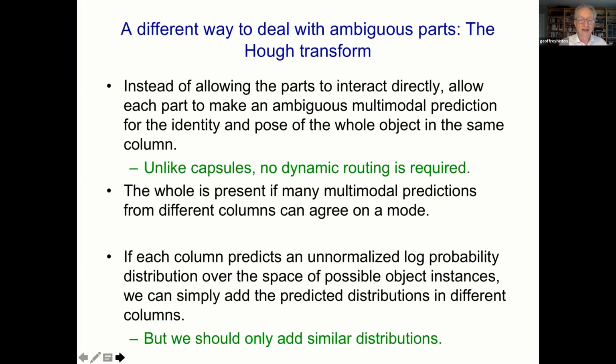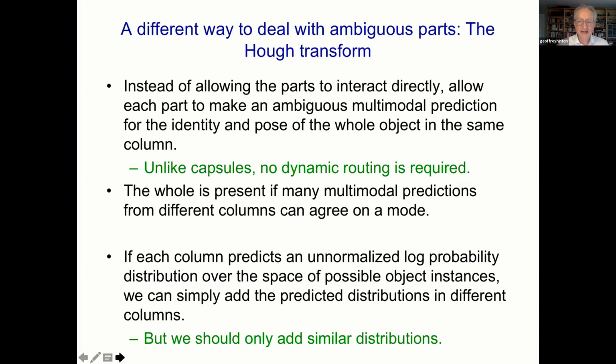So something much simpler, if we could get it to work, would be to use a Hough transform and to say, don't let the parts interact directly. Make each part predict the whole. But since the part's ambiguous, it's going to have to make an ambiguous multimodal prediction for the whole. So that's going to be complicated. And the question is, can we get the networks to do it properly? Like if you see a circle, that could be a left eye or a right eye or the front wheel of a car or the back wheel of a car. And if you haven't yet disambiguated the circle, then you're going to have to make this multimodal prediction at the next level up.